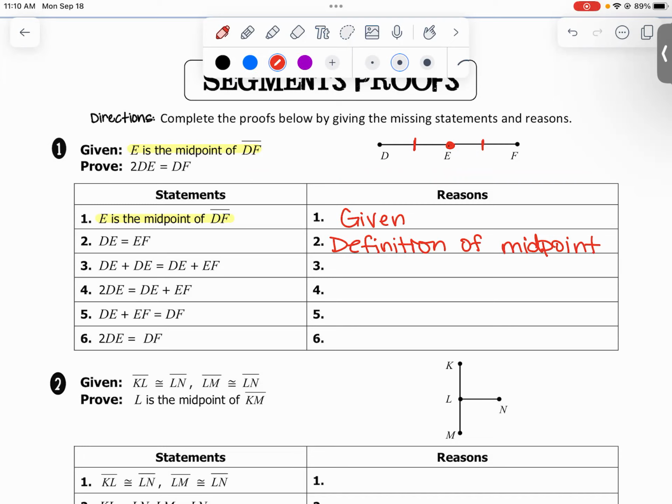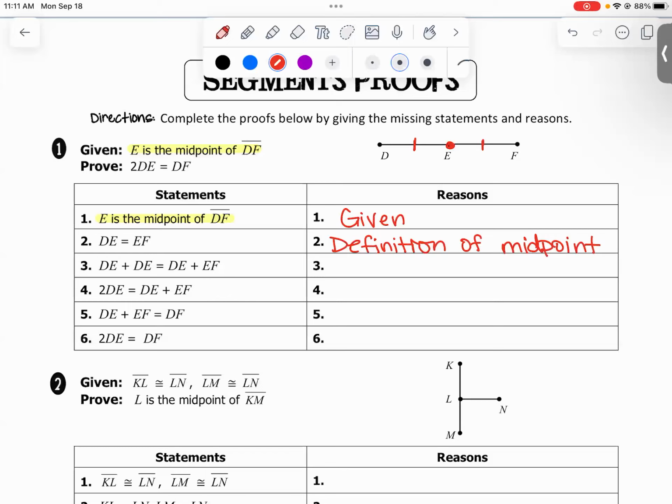Now, we are trying to get to 2DE equals DF. So this whole thing is DF. And we're trying to prove that two of the DEs equals the entire DF. Does that seem like something that is legitimate? Like, does it seem like something we can use logic and get to that conclusion? Okay. So I'm eventually going to need 2DE, right?